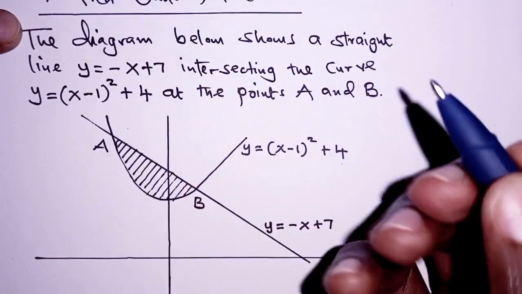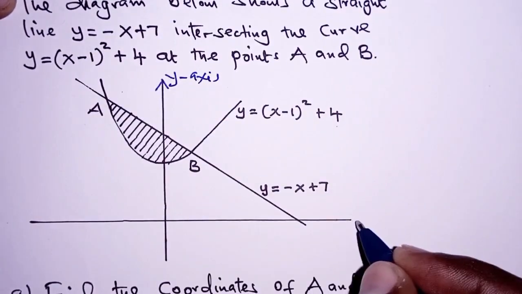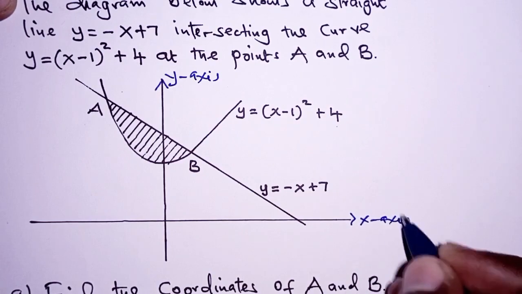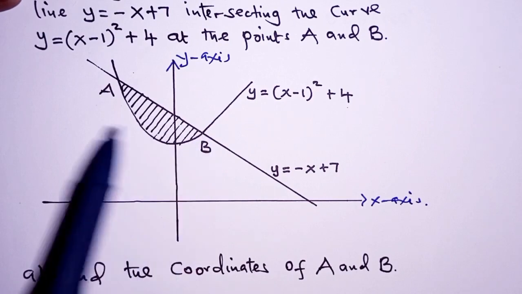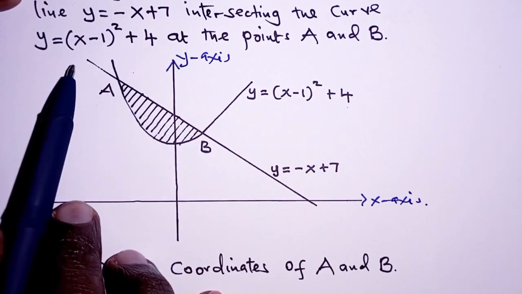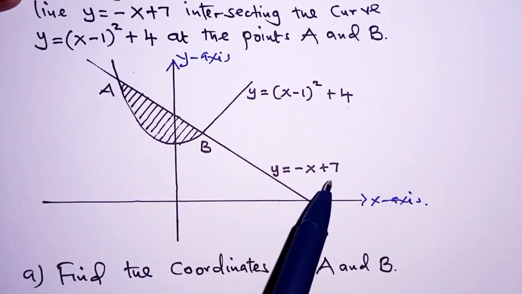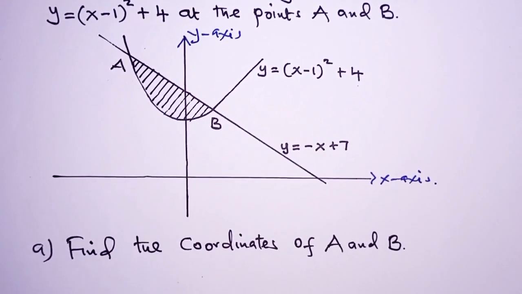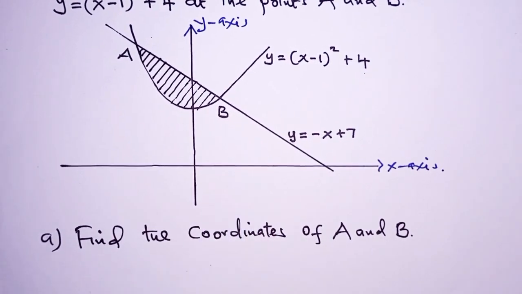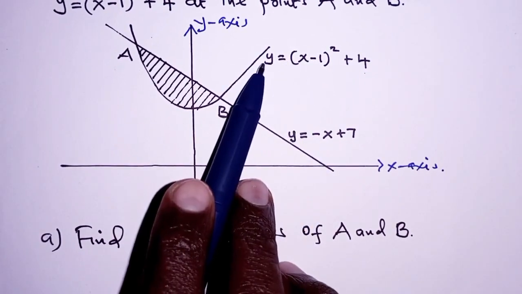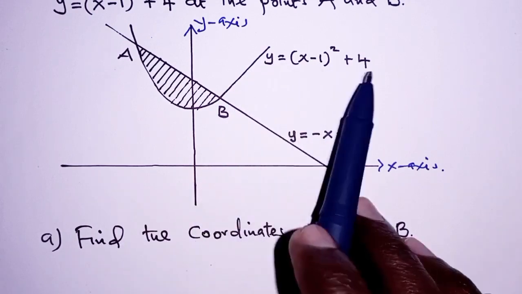Before we continue, we need to consider this. This is the y-axis and this is the x-axis. In order to determine the coordinates of A and B, which are the points of intersection of the curve and the straight line y is negative x plus 7, we are going to solve the two equations simultaneously, and that can be achieved by just equating the two of them. Remember, both of them are y is equal to, and therefore you can just equate the right hand side.